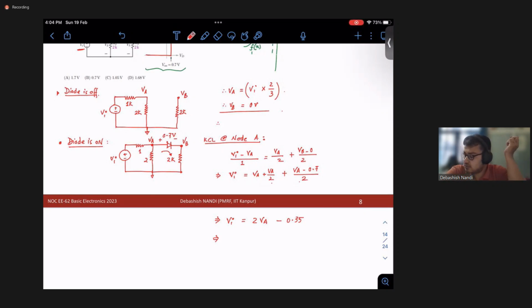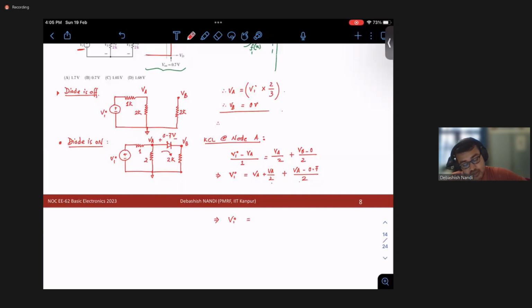In both the cases, we'll have to find when the diode is on and off, and then equate the two. Because as long as the diode is off, VA should be less than that value which turns it on. So VA should be less than 0.7 volt, because VB is at 0 volt. Right, so as long as VA is less than 0.7, the diode will remain off.